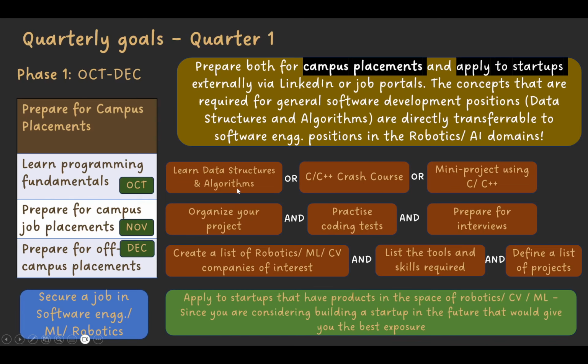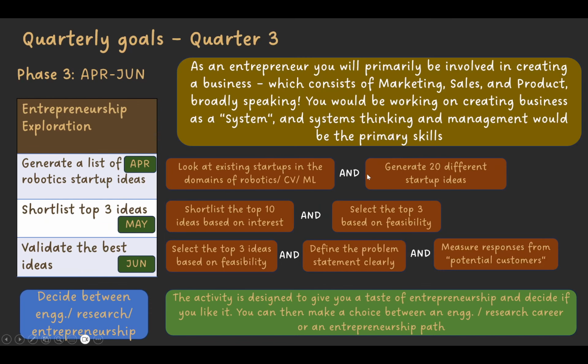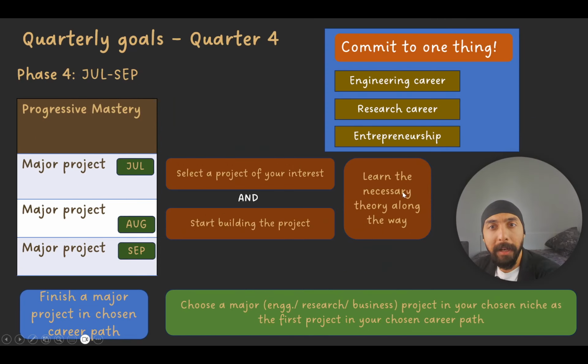And again, in the plan, I've talked in more detail about what are the specific things he needs to learn, data structures and algorithms, C++ crash course, and so on, and a little bit about the tools that he should be considering and that are used in the industry, and how to explore entrepreneurship ideas. And after that, commit to one thing: engineering, research, or entrepreneurship, because for him, he really needed to focus on one thing. He had a lot of diverse interests, and that was really holding him back.